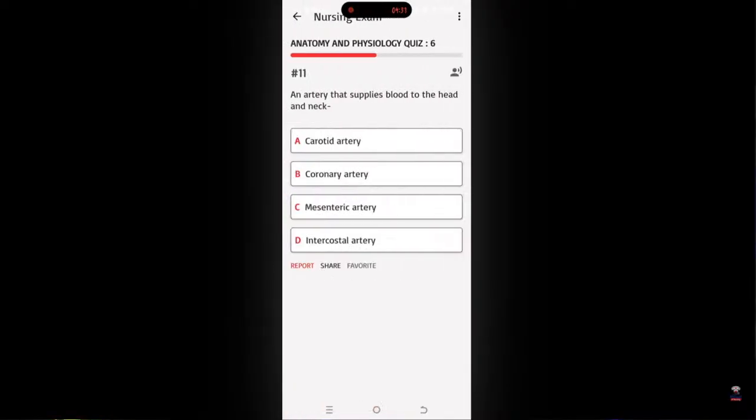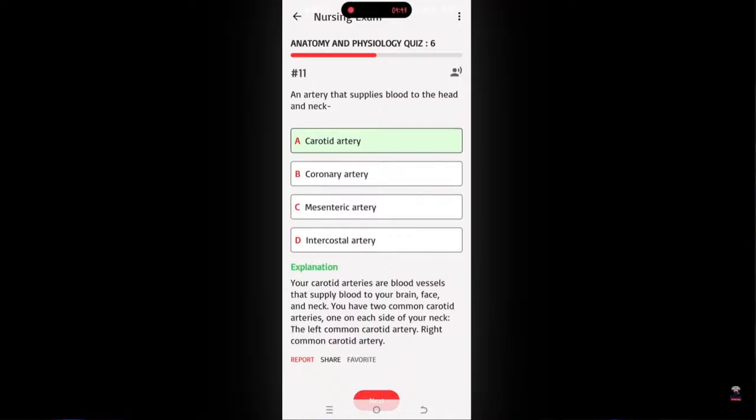An artery that supplies blood to the head and neck: A. Carotid artery, B. Coronary artery, C. Mesenteric artery, D. Intercostal artery. Correct answer. Your carotid arteries are blood vessels that supply blood to your brain, face, and neck.